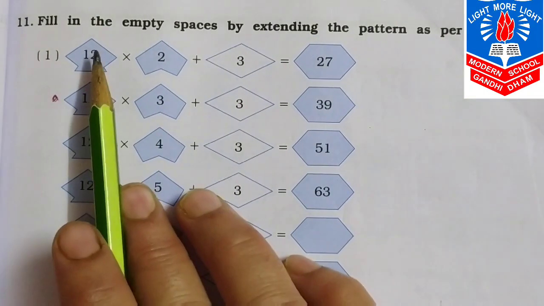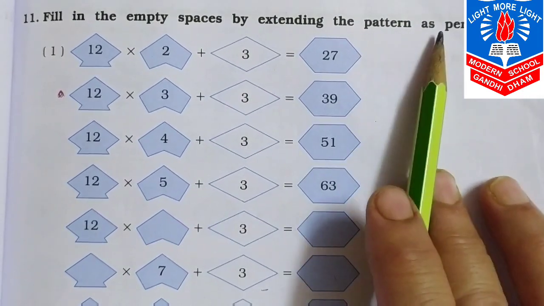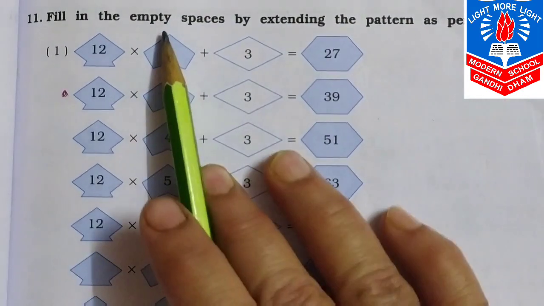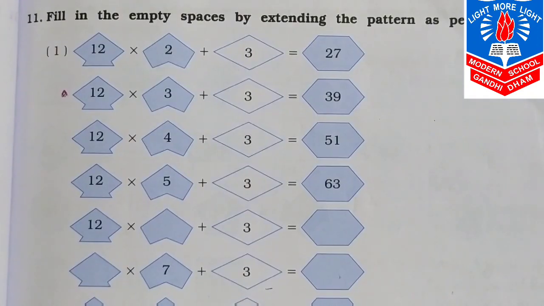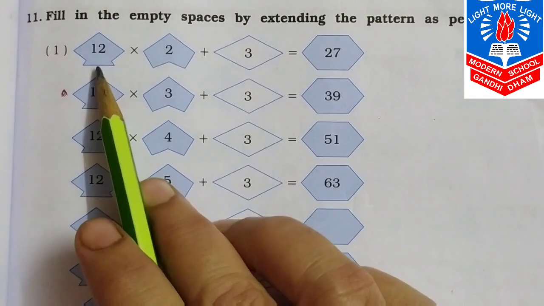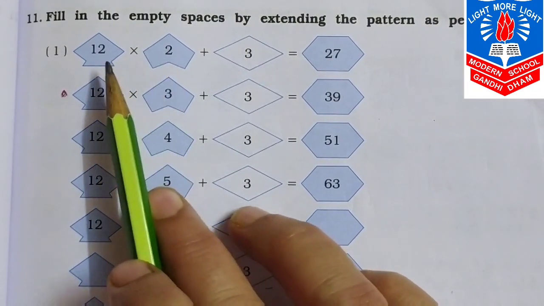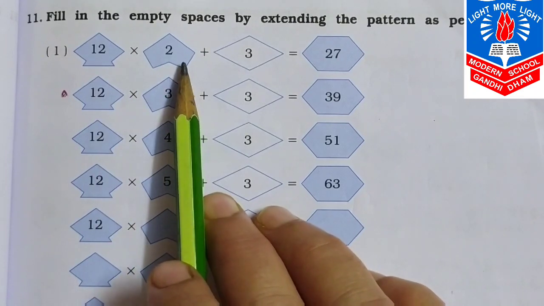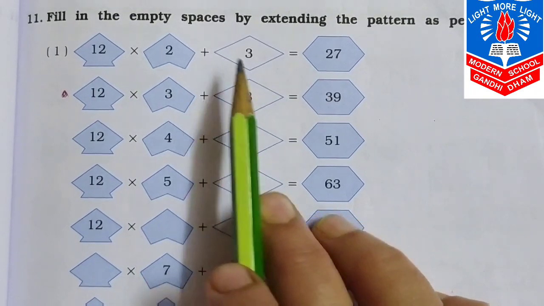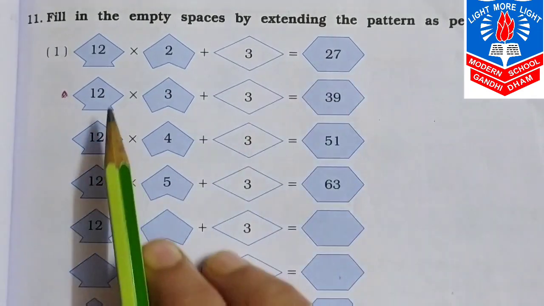See our question number 11. Fill in the empty space by extending the pattern as per rule. इसमें जैसे पैटर्न दिया है उसके अकॉर्डिंग हमें एक्सटेंड, मीन्स भी हमको आगे बढ़ना है. इधर here is given 12 into 2. 12 2s are 24. 24 plus 3. 24 plus 3 is 27.